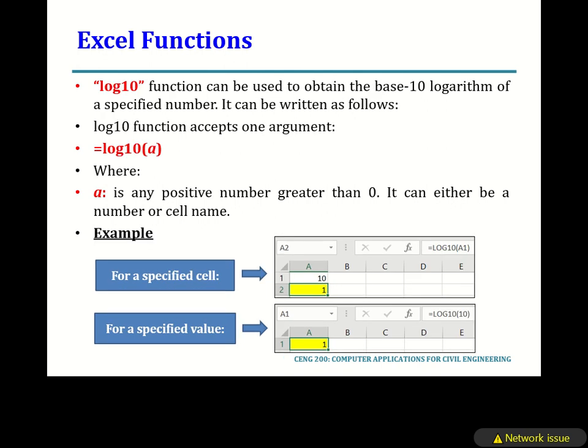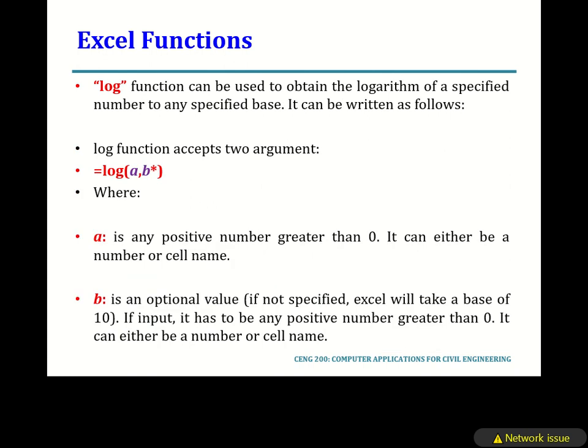LOG10 will take the base 10 log. Again the input is one, and 10 is a part of the function, you cannot change it. 10 is not an argument, not an input, so it's not in the bracket. If it is not in the bracket, even if it's a number, you cannot change it, it's part of the function. And again a can be a cell number, a value, anything.